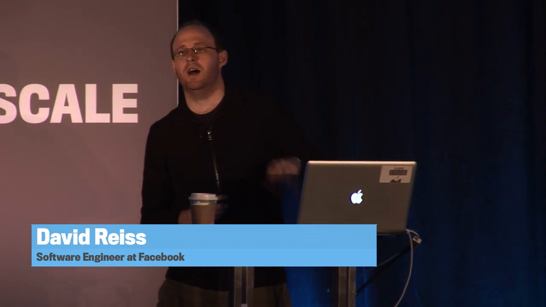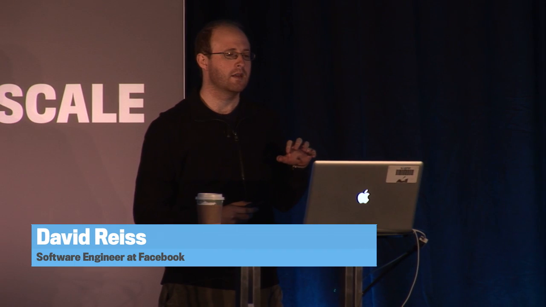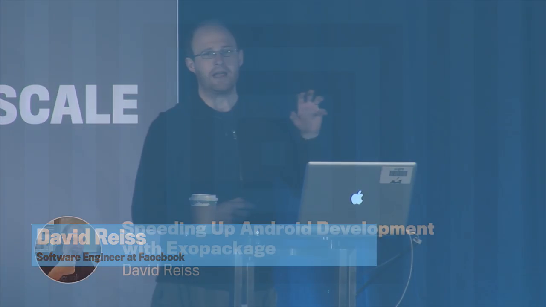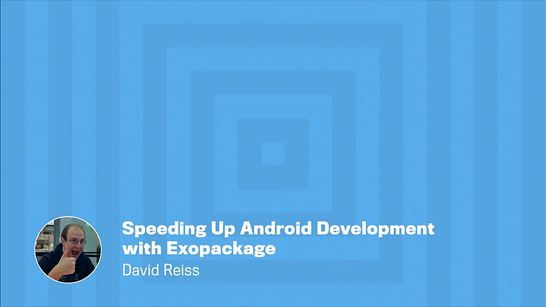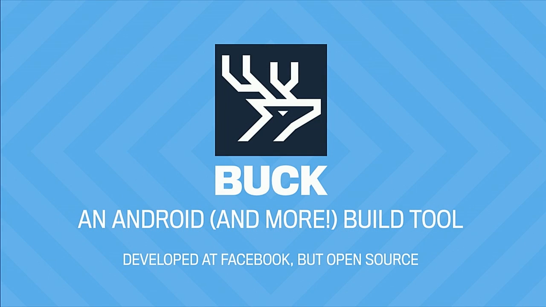I'm going to talk about trying to dump 150 people into one code base and making it scale. Specifically for Android, using a technique that we call Exopackage. Before I get into the details of what that is and how it works, I need to provide a little context about what it comes from, which is our build tool called Buck.